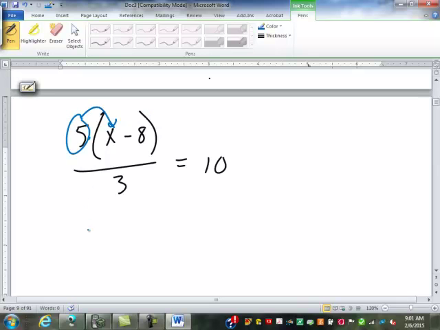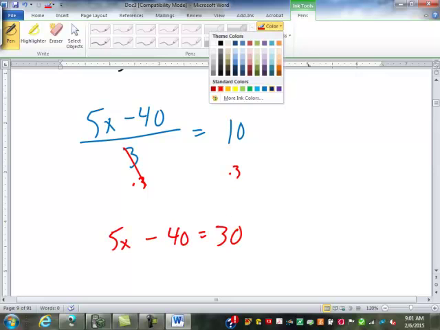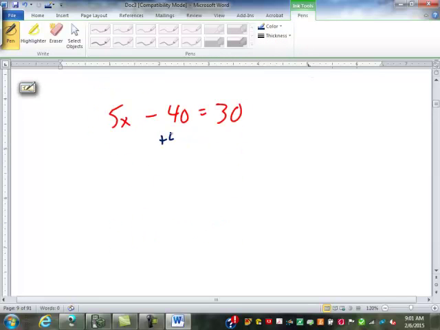5 times x is 5x, and then 5 times a -8 is -40. Now that divided by 3 is still underneath it, and it still equals 10. Now what do we need to do? Times 3, good. So 5x minus 40 equals 30, and then add 40. 5x equals 70, and finally divide by 5. X equals 40.